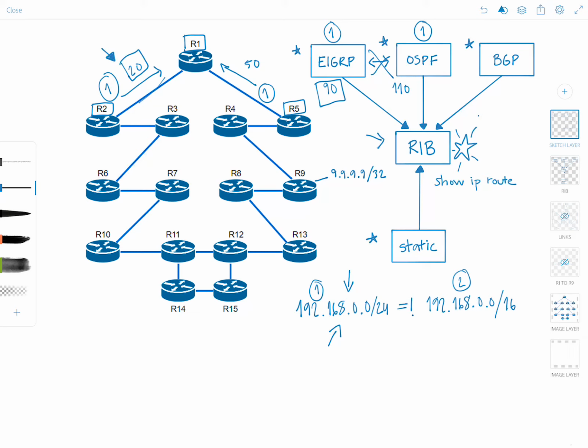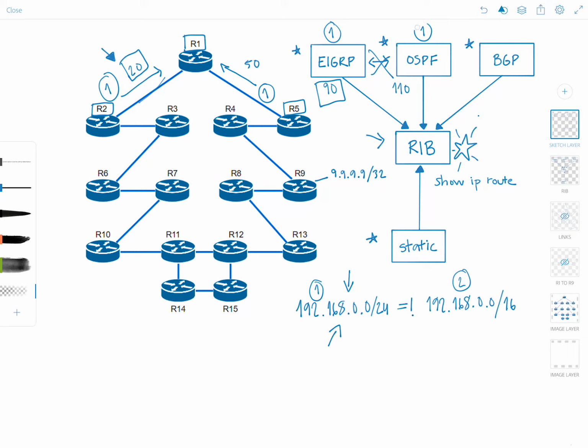And then finally, there's something important to note, that packets are distinctly forwarded based on the longest prefix match. So for example, a packet destined to 192.168.0.15 would be forwarded using the EIGRP route instead of the OSPF route 192.168.0.0/16 because of the longer match.